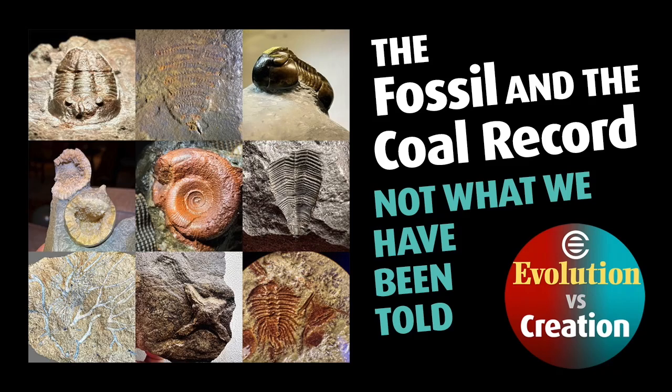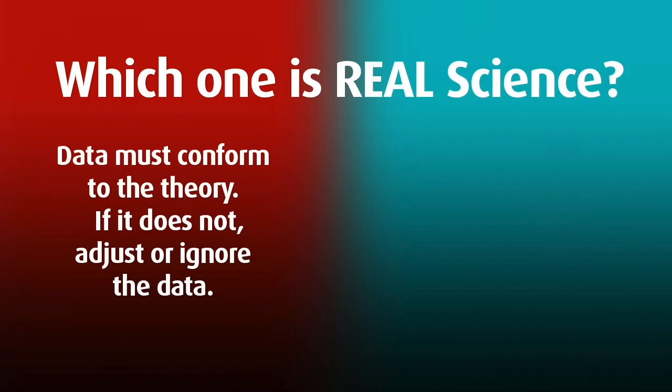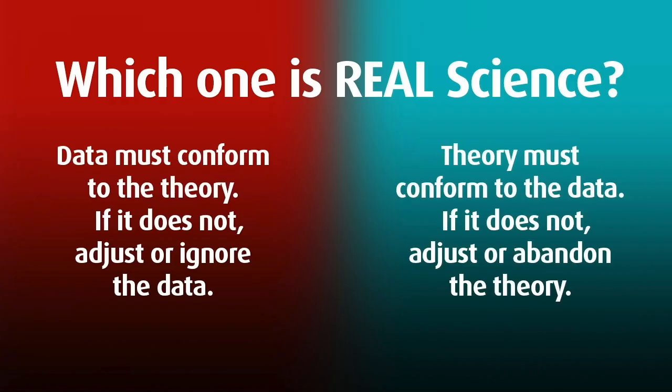Today we're going to talk about the fossil and coal record. We're going to do a little bit of review. Which one is real science? Must the data conform to the theory? If it does not, adjust or ignore the data? Or must the theory conform to the data? If it does not, adjust or abandon the theory.